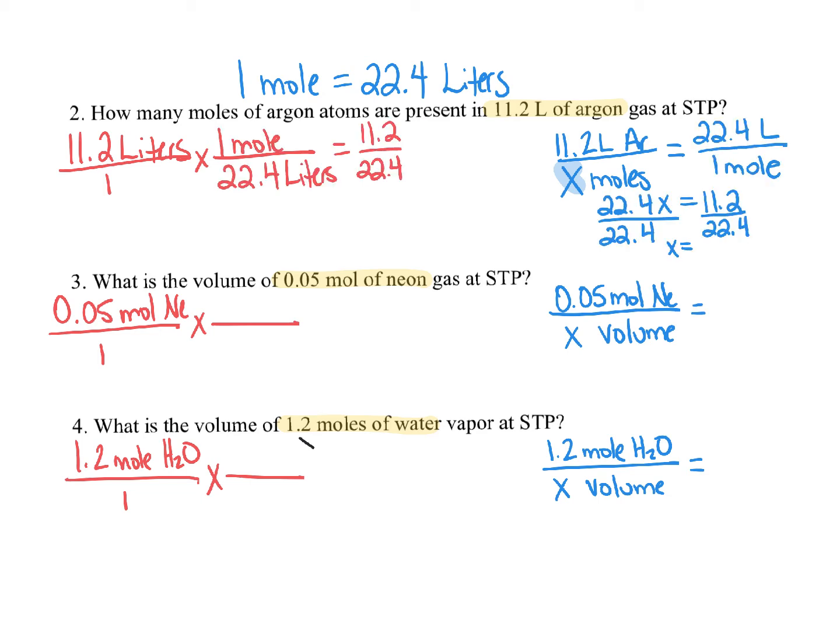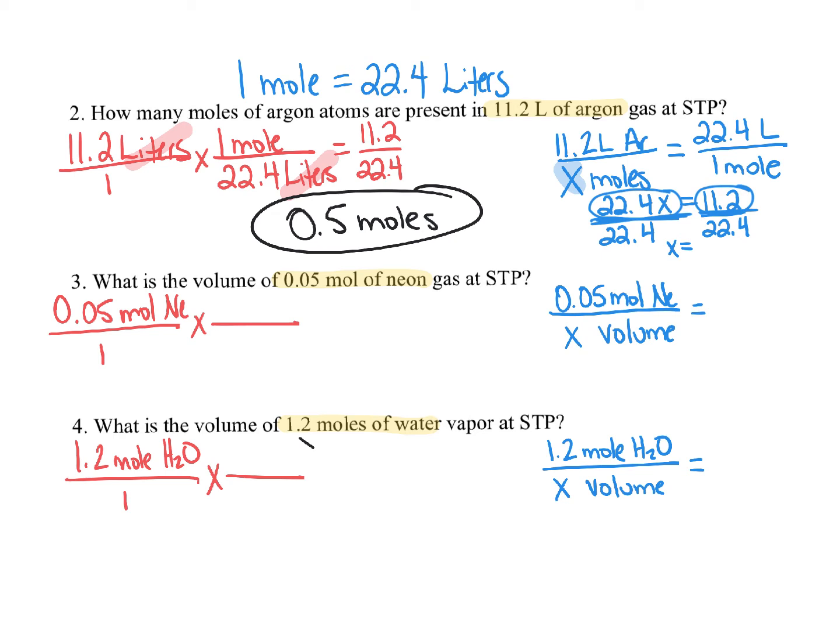So on the first problem, you can see that I have set up liters on the bottom of my conversion factor so that liters cancels out, so that my answer will be in moles. And when I multiply across those 2 fractions, I end up with 11.2 divided by 22.4. When I have the cross multiply method, when I cross multiply, I end up with 22.4x is equal to 11.2. So I need to isolate that x, divide both sides by 22.4 to solve for x, which mathematically is the same as doing the red version. So either way, you get 0.5 moles.